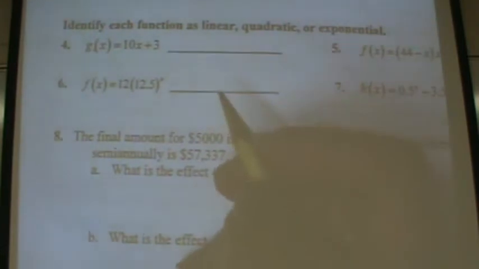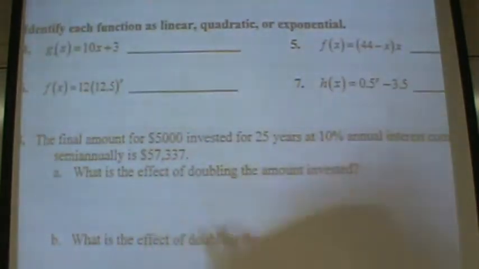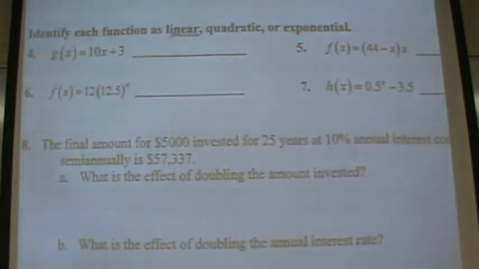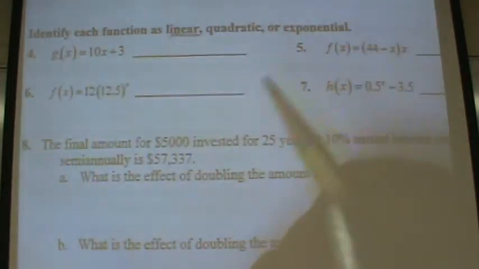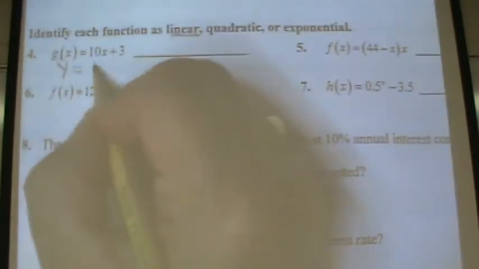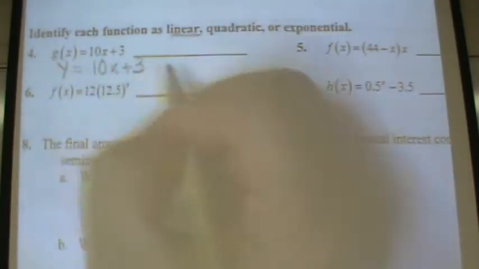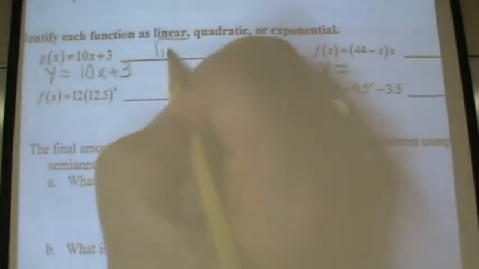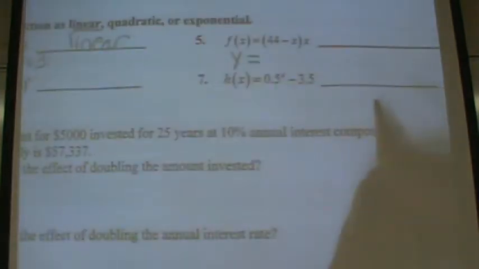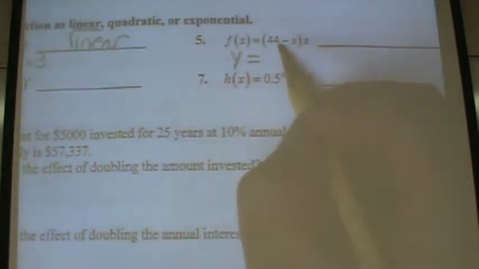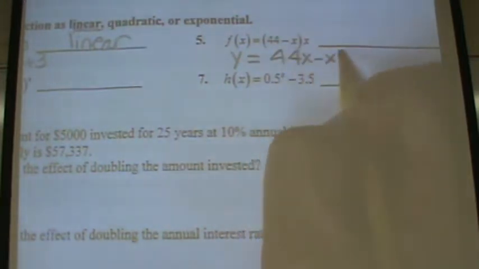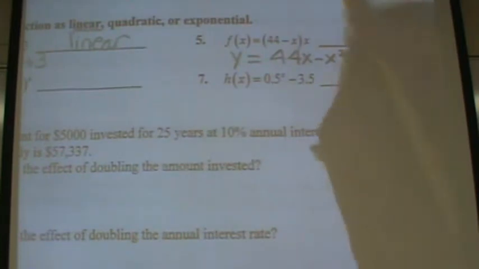Now, let's look at our equations. Which one is linear? What does linear look like? And by the way, g of x is just another name for y. Which one's linear? Number 4 is linear. He is correct. How can you rewrite 4 minus x times x? That would be quadratic. Good job.